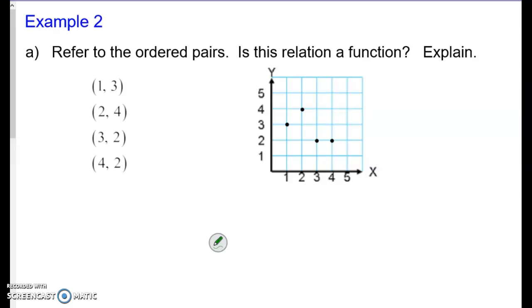In example 2, it's similar to example 1. We're going to refer to the ordered pairs and say whether or not this relation is a function. So our ordered pairs are (1, 3), (2, 4), (3, 2), and (4, 2). And you can see that they are graphed in the graph on the right-hand side.